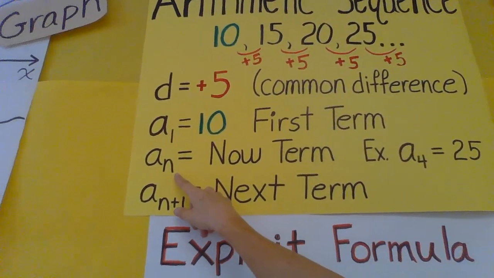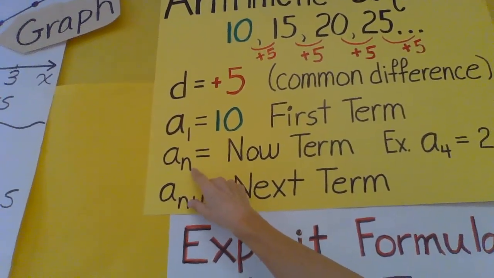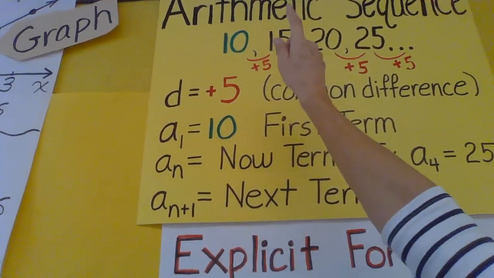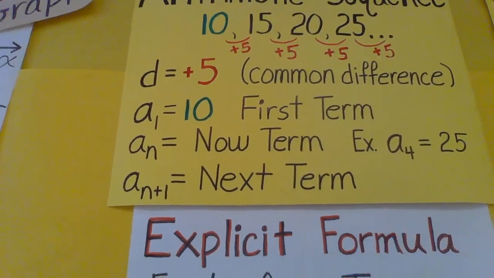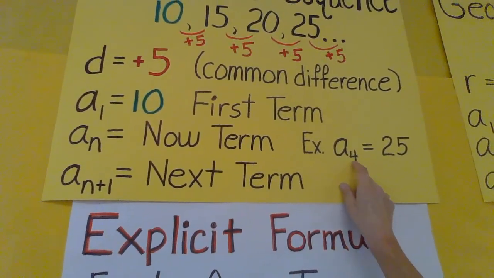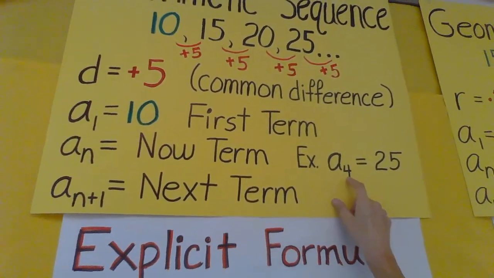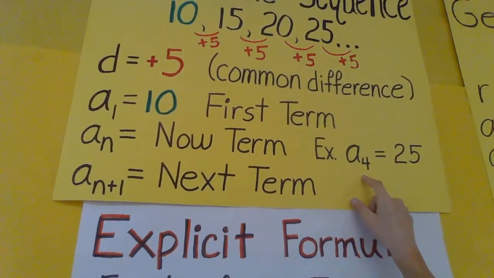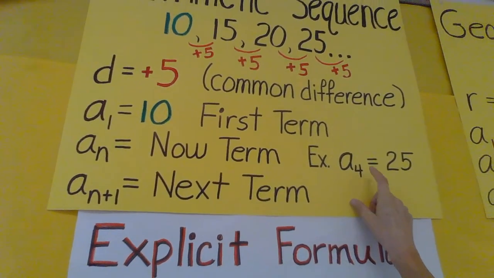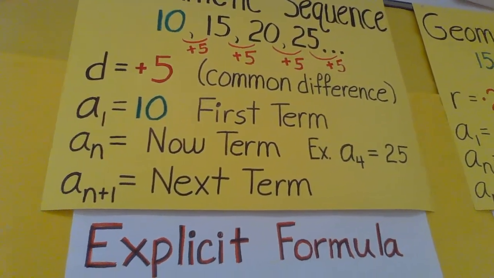Now, A sub n can represent any term. If I want to find the 4th term, I would say, hey, find A sub 4. And that tells you go find the 4th term. 1, 2, 3, 4, that would be 25. So A sub 4 is 25. So that's just a way that they can generically say, hey, we're going to go find any particular term I want you to. So they may ask you for A sub 4, they may ask you for A sub 10, they may ask you for A sub 20. That's just the 4th term or the 10th term or the 20th term. It's just a way for them to ask you to go find a term.